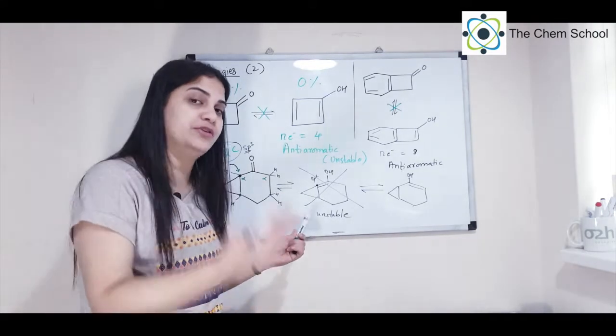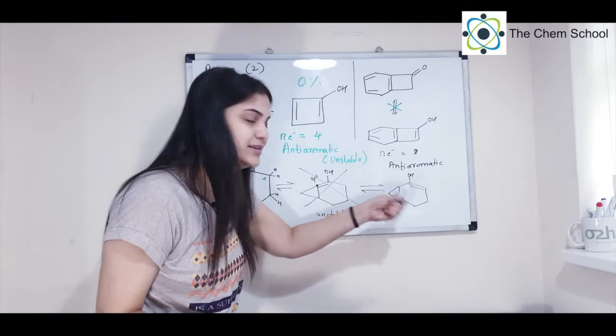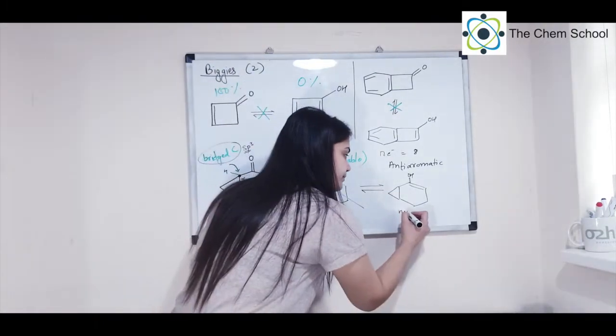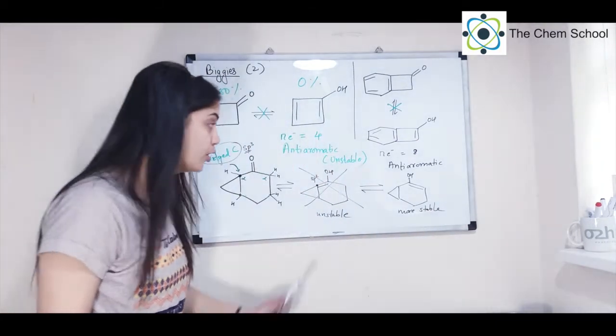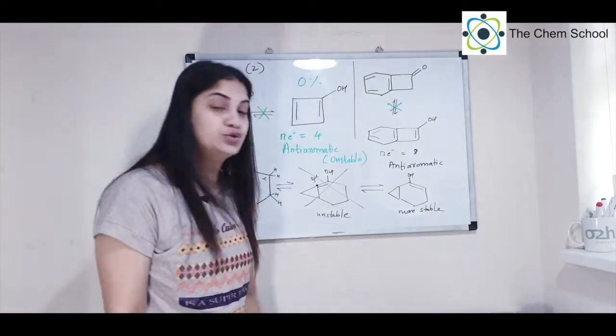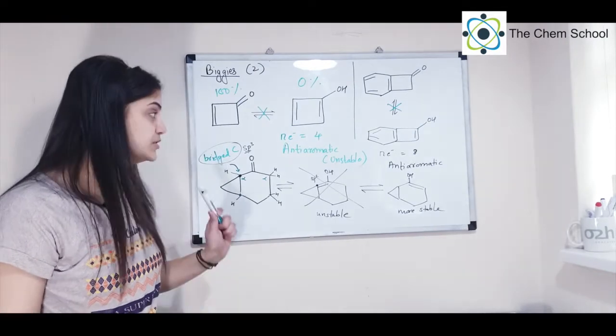Okay, just move on to the other side. So in these two enols, this enol is going to be more stable. I'm talking in between enols. This enol is going to be more stable. I hope this is very clear to all of you.